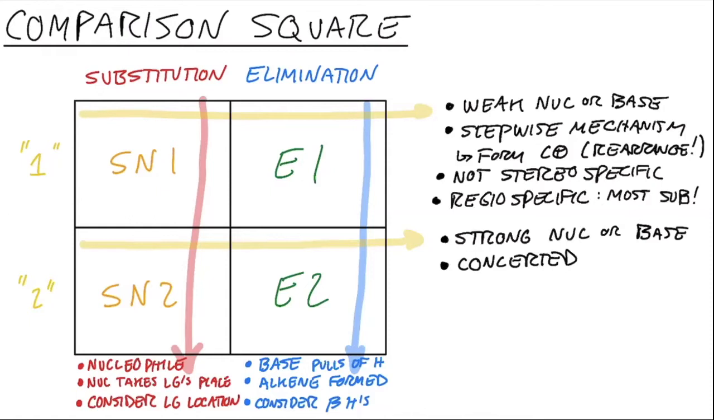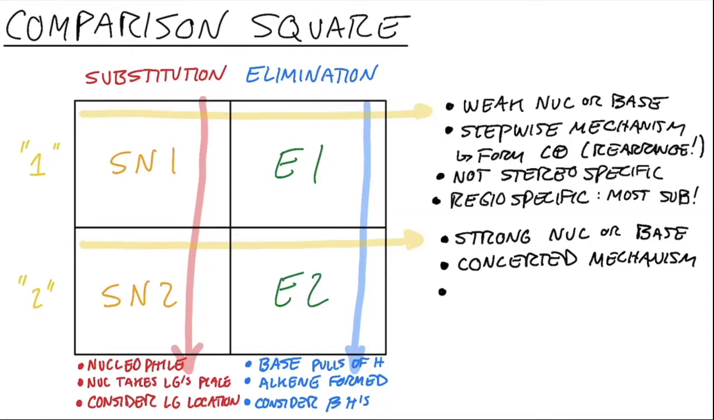And when we talk about it like an orchestra concert, it means that everyone in the orchestra is playing all at the same time. So a concerted mechanism means that all parts of the mechanism are happening at the same time. The nucleophile is coming in as the leaving group is leaving, or our base is pulling off a proton at the same time that the alkene is being formed, at the same time that our leaving group is leaving. So it all happens at once in a concerted fashion.